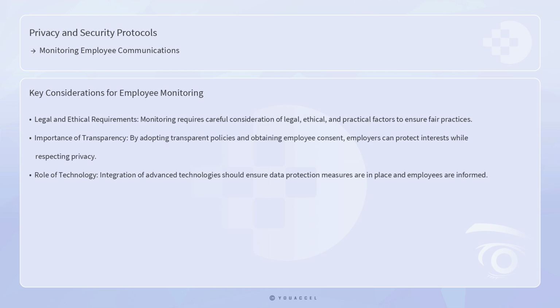In conclusion, monitoring employee communications is a multifaceted issue that requires careful consideration of legal, ethical, and practical factors. HR professionals aiming to master PHRca certification must develop a deep understanding of the relevant laws and best practices to implement effective and fair monitoring protocols. By adopting transparent policies, obtaining employee consent, and ensuring the proportionality of monitoring activities, employers can protect their interests while respecting employee privacy. The integration of advanced technologies should be approached with caution, ensuring that data protection measures are in place and that employees are informed about the use of their data. Ultimately, a balanced approach to monitoring can help create a secure and respectful work environment.